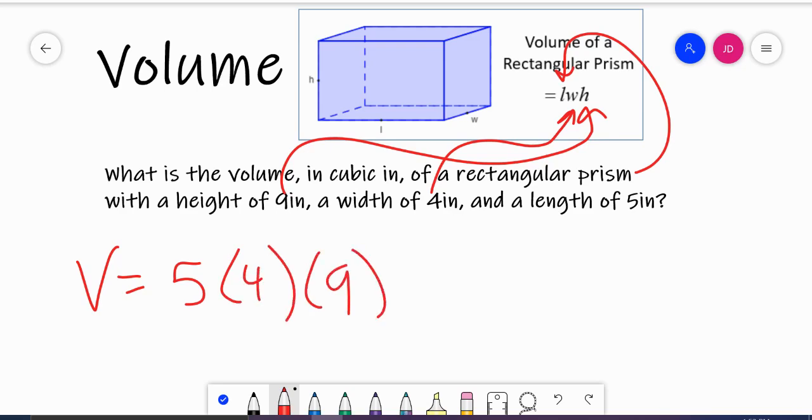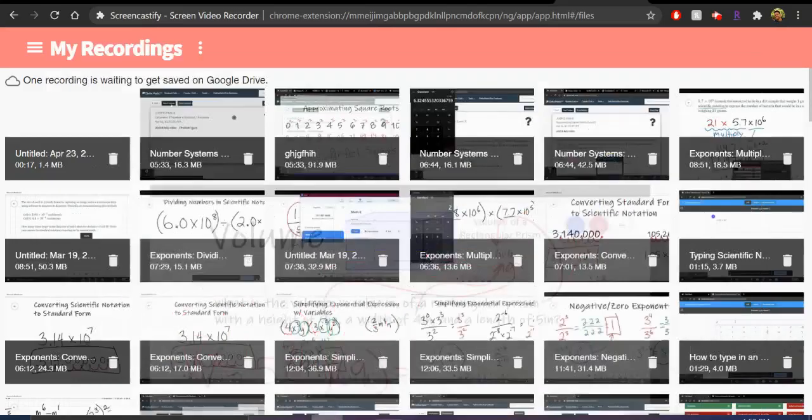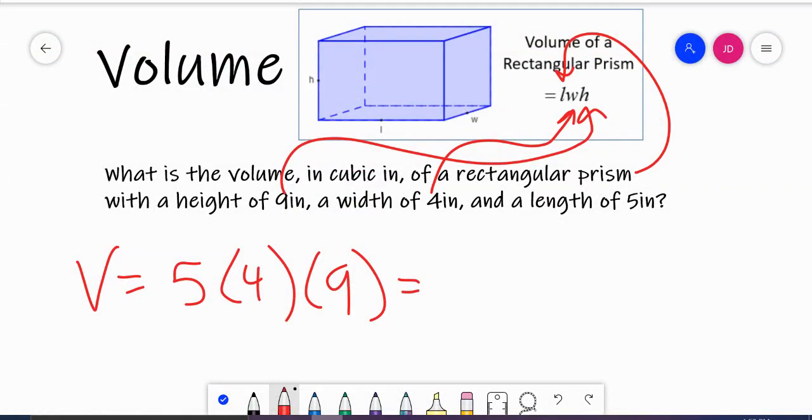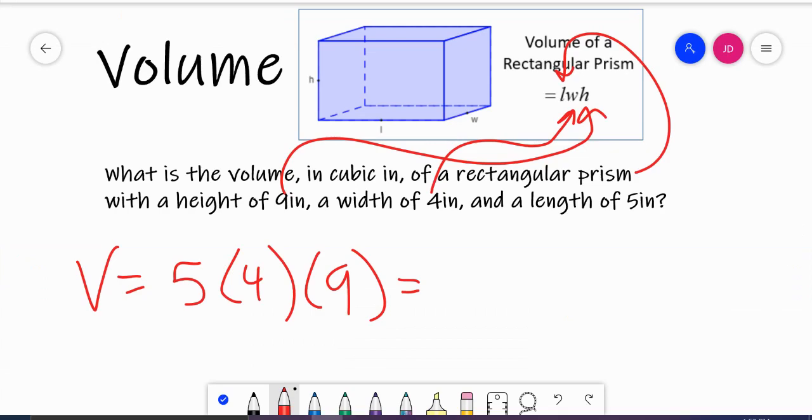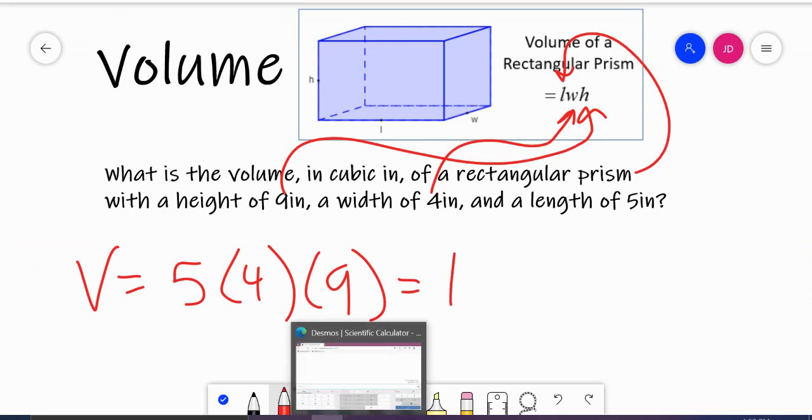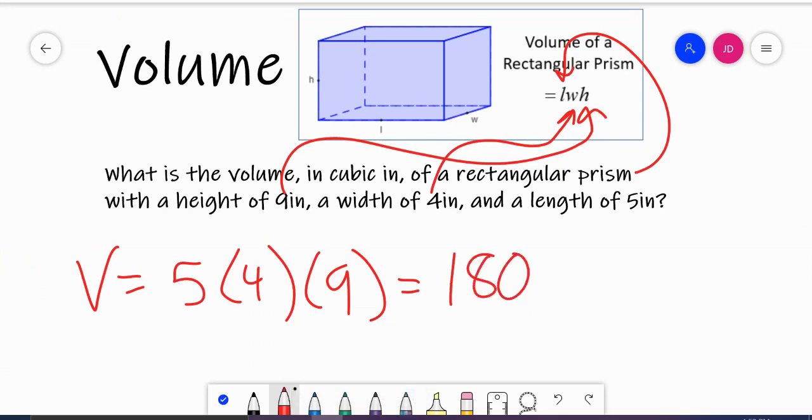What's helpful in these problems is a calculator. 5 times 4 times 9, and that is 180. So 180 inches cubed. That is how much the volume is for this specific rectangular prism.